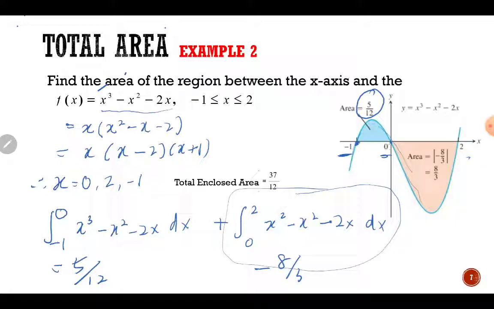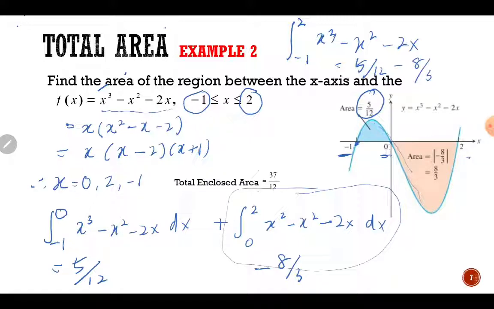Okay, negatif 8/3. So basically kalau you tak tengok graf ni, you just integrate je, menonong je, from negatif 1 ke 2. Sebab you tengok ni dia kata daripada negatif 1 ke 2, you just integrate x cube minus x square minus 2x. Maknanya jawapan yang you akan dapat adalah 5/12 tolak 8/3. Ni jawapan what we call as definite integral. Dan jawapan ni memang tak salah. Memang betul. 5/12 tolak 8/3.